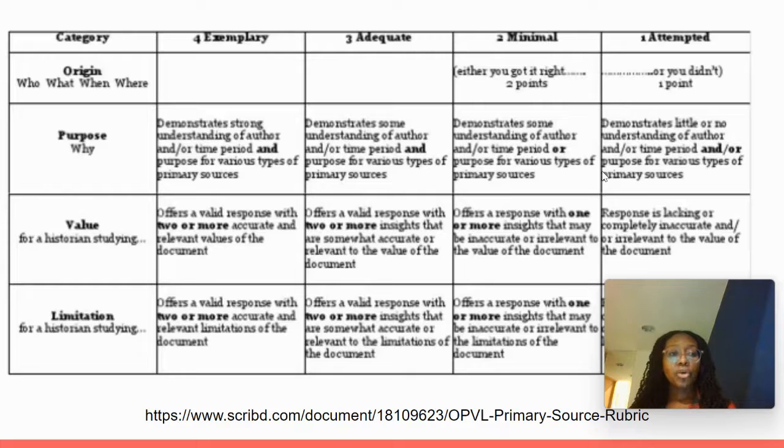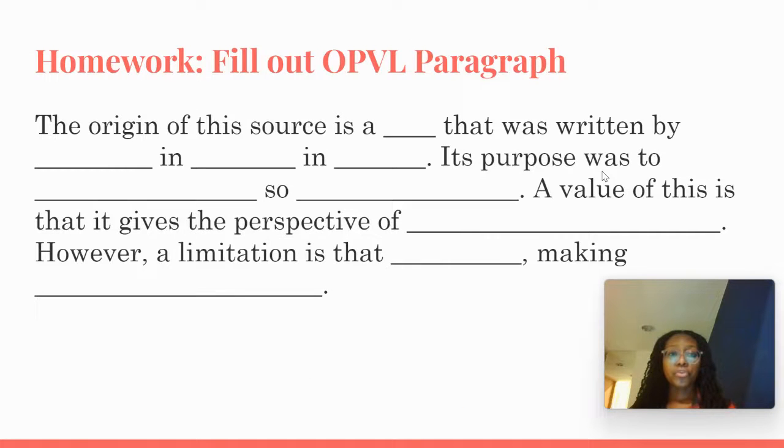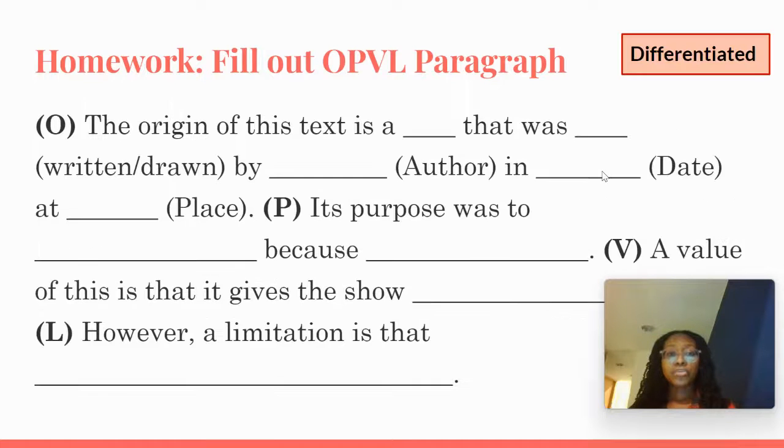I will evaluate their OPVL using this rubric or a similar rubric, and students will have access to this rubric so that they can see where they stand and how they can improve. Next, for homework, I'll have them fill out an OPVL paragraph, and I will differentiate it for other students by distinguishing which parts of the paragraph are designated for the O, the P, the V, and the L. I will also give some choices or hints, such as putting the author's name, the date, and the place there, so they have an understanding of how to structure their paragraph.